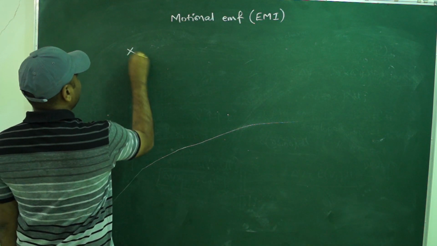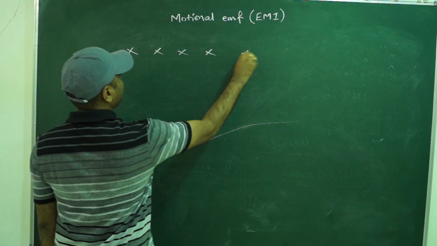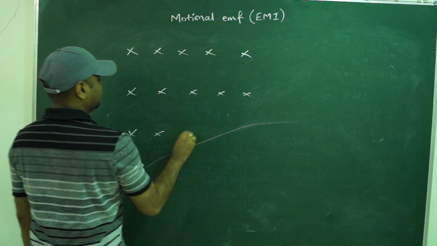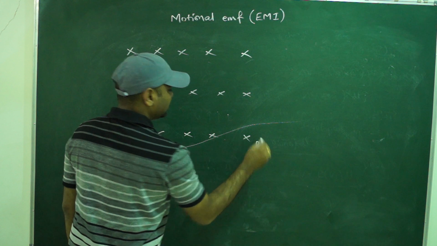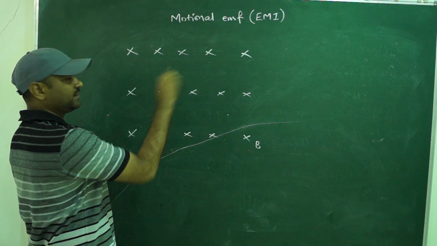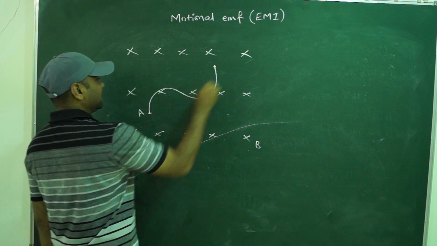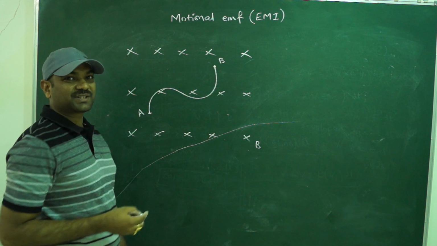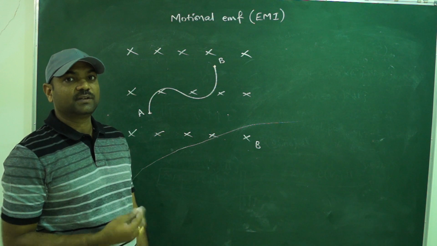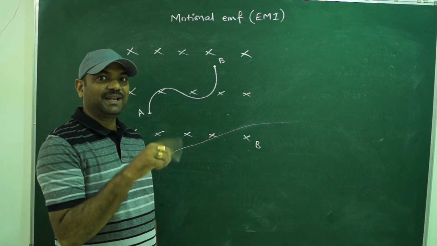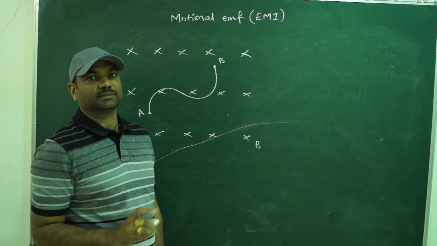So the next case I am taking: this is the magnetic field, which is into the board. Now I am taking a random conductor. Now the conductor is not straight, it is a curved conductor, whereas previously I had taken dl, a straight conductor.